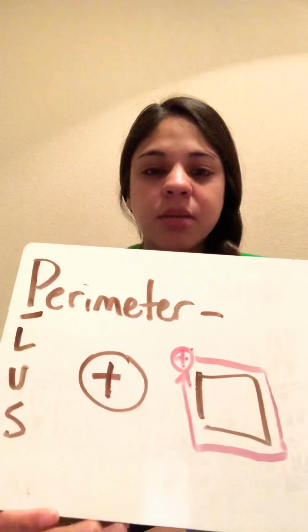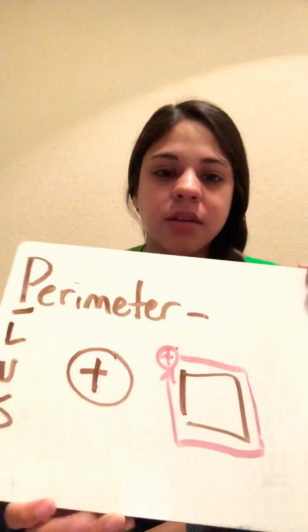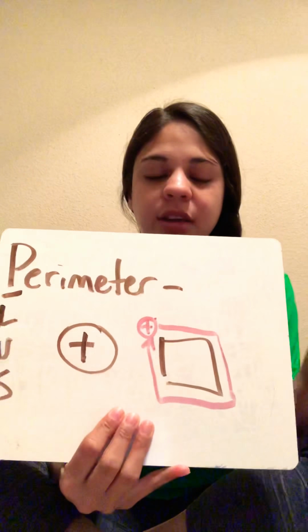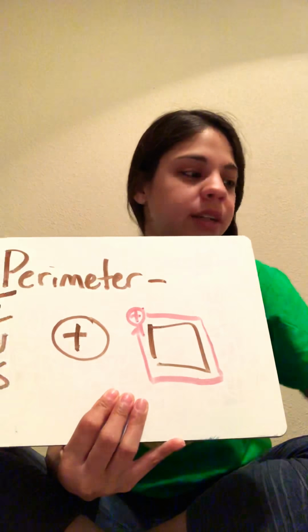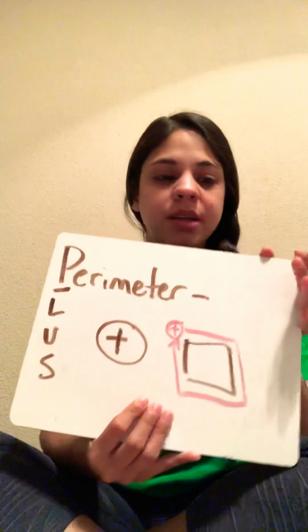So just like I told you in my class, when you build a gate, you want to build it all the way around your property. If you leave a side missing, then someone can go into your property. So that's why you go all the way around. All right? So, perimeter plus.